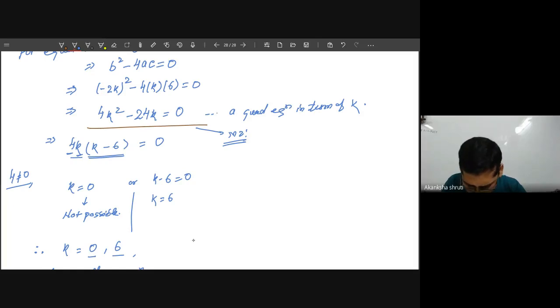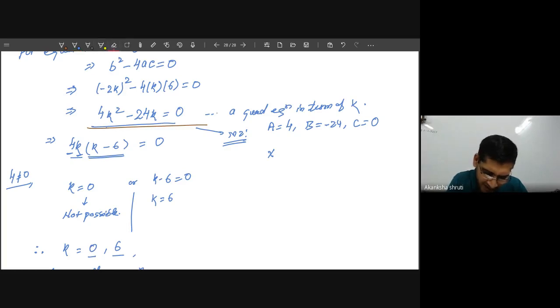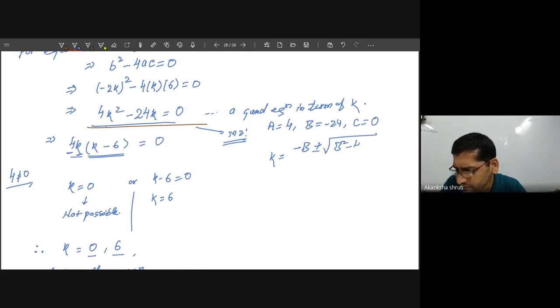So how can this K be calculated? In this case, you may write capital A is 4, B is minus 24, and there is no constant term, so capital C is 0. For calculation of K, I am going to apply the quadratic formula. So X can be calculated. Here in place of X, it is K. So this K can be calculated by writing minus B plus minus under root of capital B square minus 4AC by 2A.